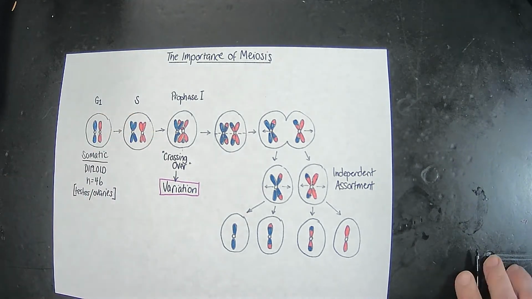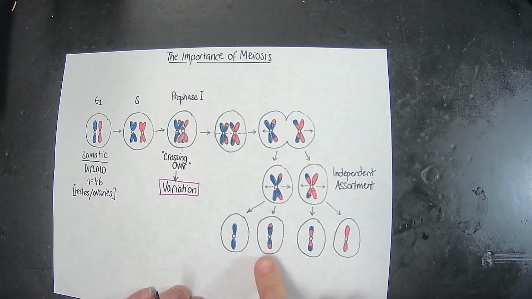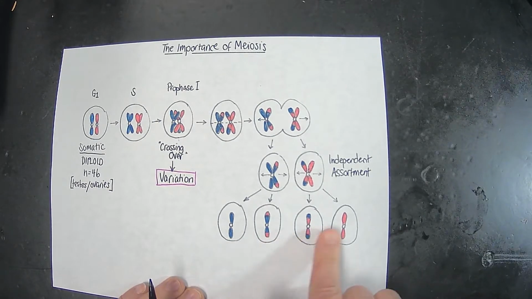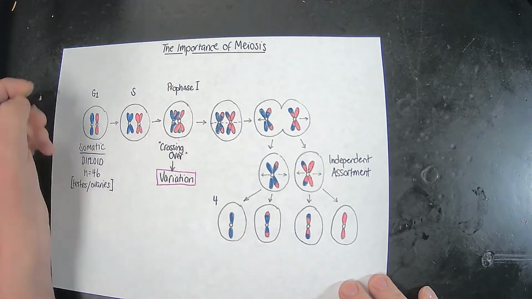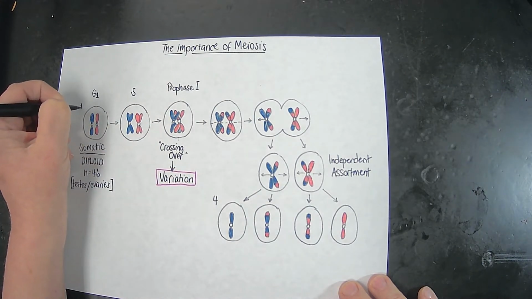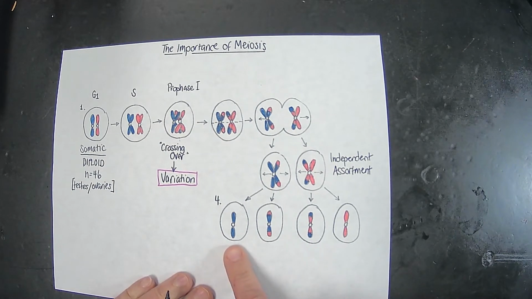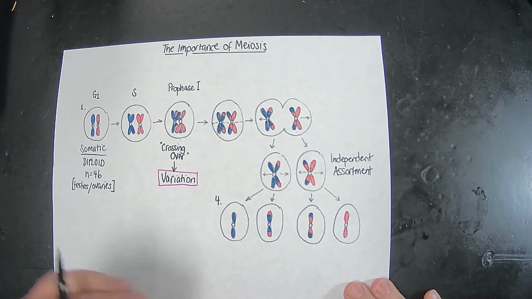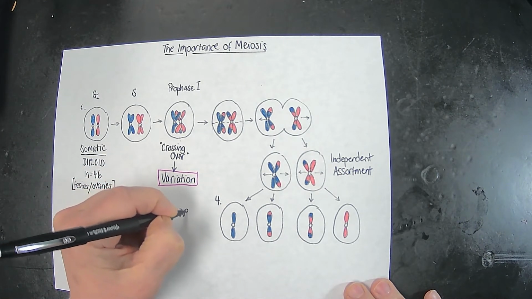And what you'll notice here at the end is that we have 4 gametes. So we have 4 cells here, and we started with 1 cell over here. The other thing you notice is that instead of these chromosomes being in pairs, they are singles. And the term we use for that is haploid.